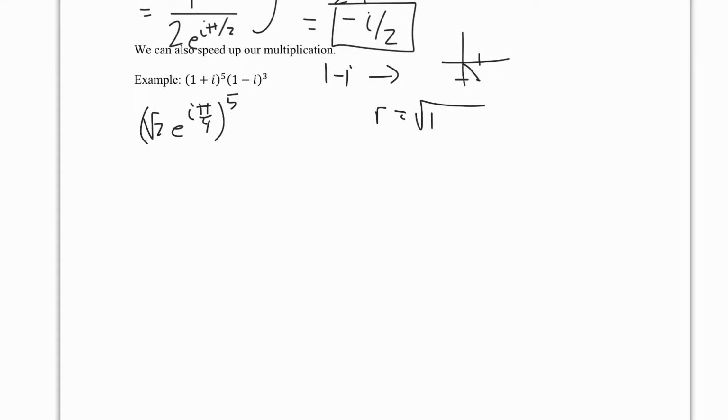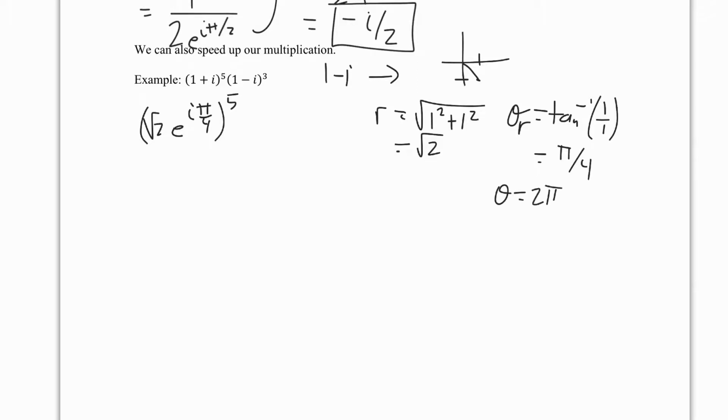Radius will be 1 squared plus 1 squared, so same radius, root 2. Now we can find the reference angle. It will be tan inverse of 1 over 1, so it'll be pi by 4, which means the angle will be 2 pi minus the reference angle. So 2 pi minus pi over 4. Or you might have just been able to tell from the diagram right away.